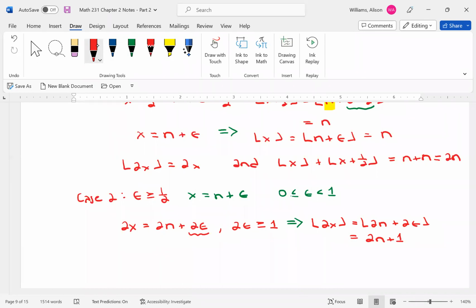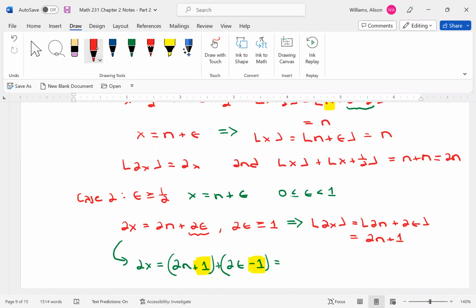Now, the way the book does this, I'm going to show you their trick. They take this statement here and they say, if I think of this as 2x equals 2n plus 1 plus 2 epsilon minus 1. So what they did is what's called a put and take. They added a 1 and then subtracted the 1 in the same statement. And the reason they did that is they were like, okay, cool. That means that I can think of this as 2n plus 1 and 2 epsilon minus 1.